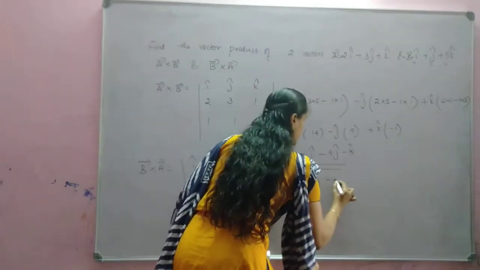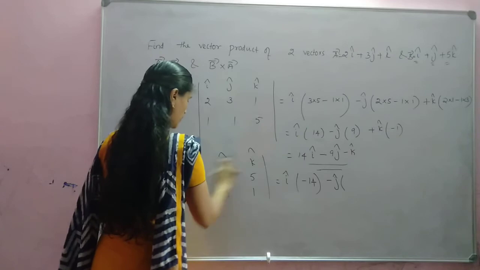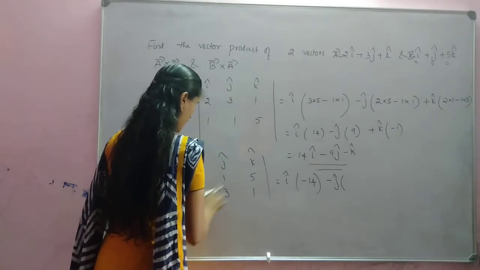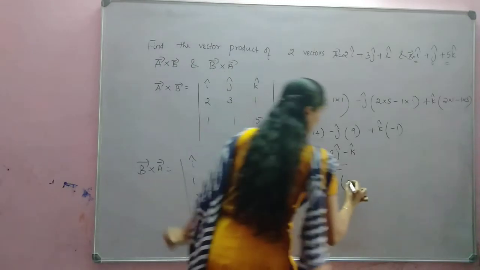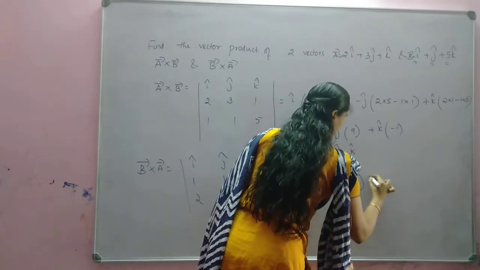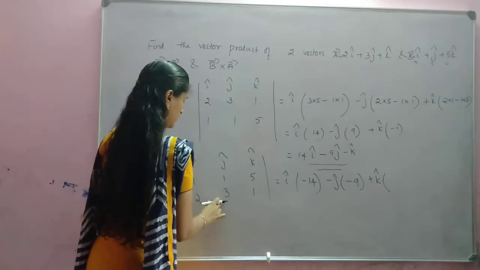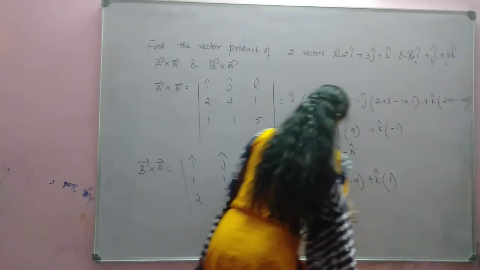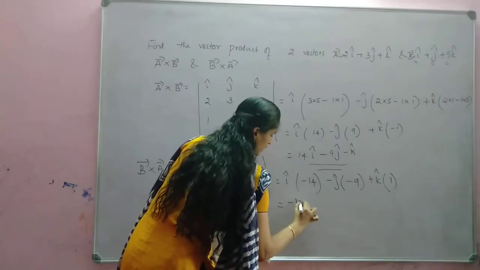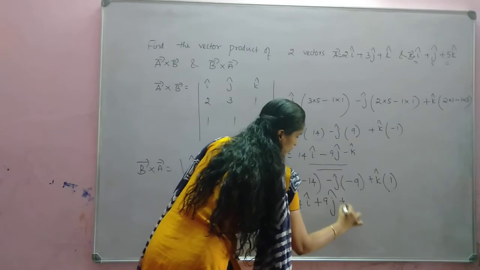Again minus j into this, you have to do 1 minus 9. No, sorry, 1 minus 10. So you will get it as minus 9. Again plus k into 3 minus 2. You will get 1. You will get minus 14 i cap plus 9 j cap plus k cap.